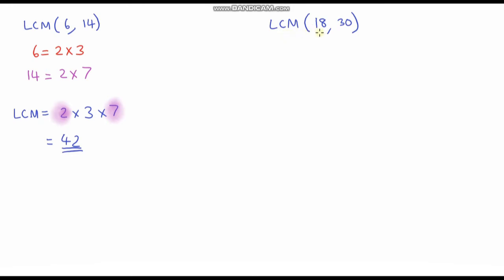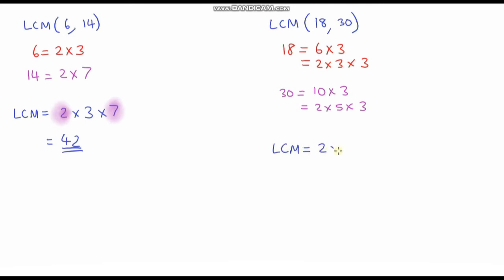So the lowest common multiple of 18 and 30. So let's break down both numbers into the products of their prime factors. Now let's start off with 18 to begin with. In order to be a multiple of 18, it has to have a 2 times 3 times 3 in. So let's write that down to begin with. So the lowest common multiple has to have at least a 2 times 3 times 3. And that shows that it's a multiple of 18, but we also need it to be a multiple of 30.